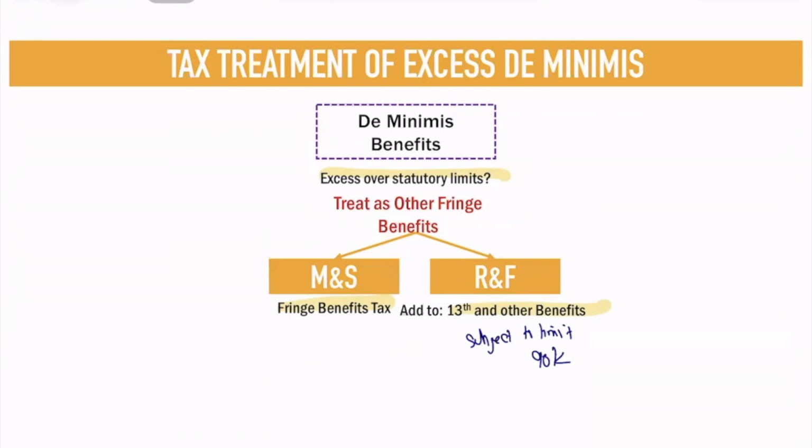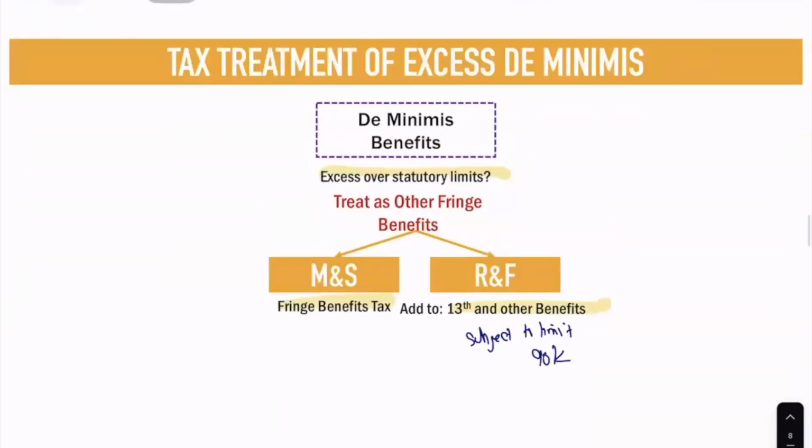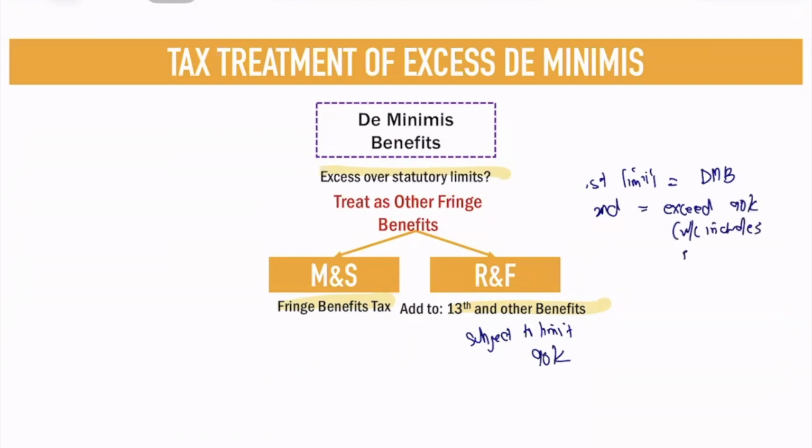So, kumbaga, yung de minimis benefit for rank and file will go through a double limit. What is that double limit? Your first limit is the limit per your de minimis benefit. And then the second, if ever it did not exceed 90K, which includes now the 13th month and other benefits, then it's still considered exempt.